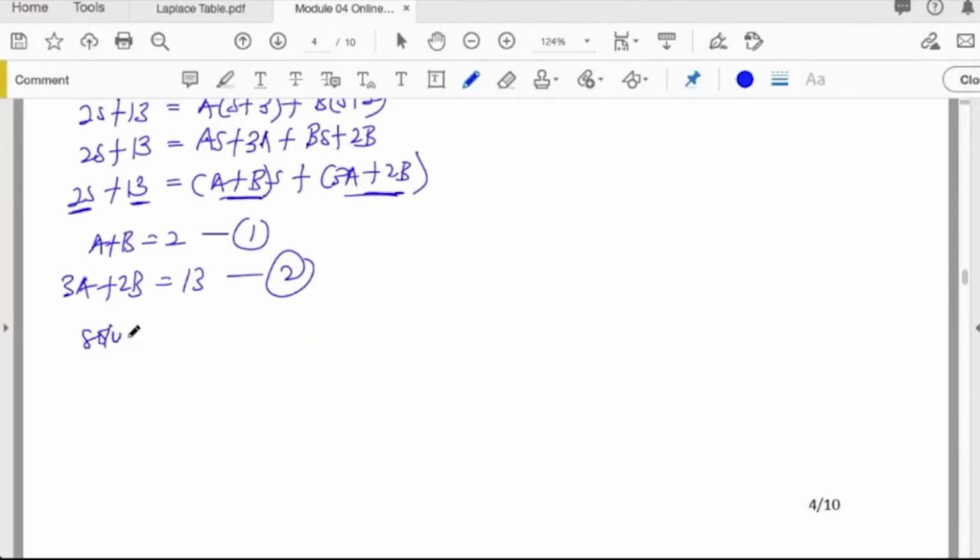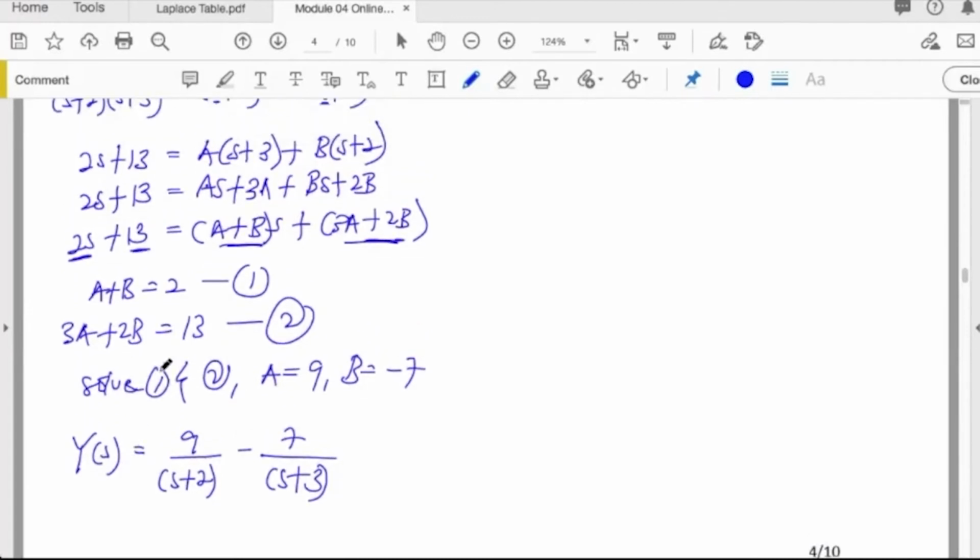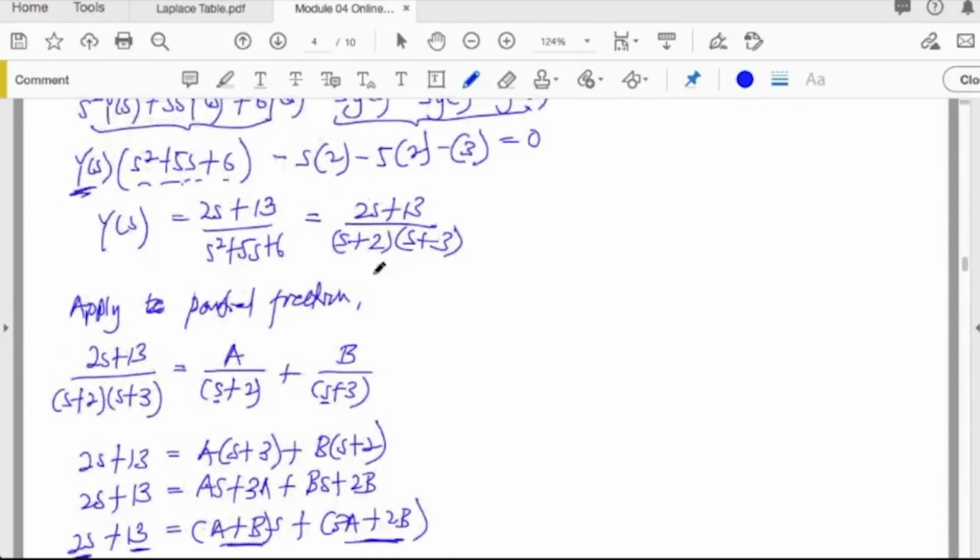If you solve 1 and 2, so A will give you 9 and B will give you negative 7. And then you put it back inside your function Y(s), replace the coefficients A and B, so you have 9 divided by (s plus 2) minus 7 divided by (s plus 3). Okay, so this Y(s) comes from this part.